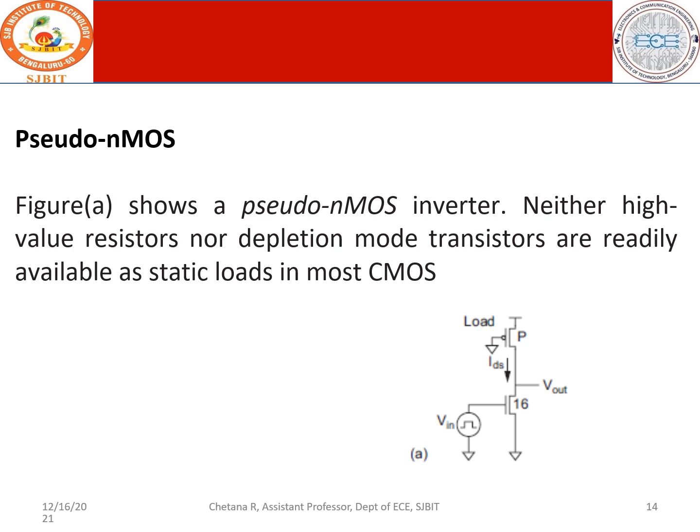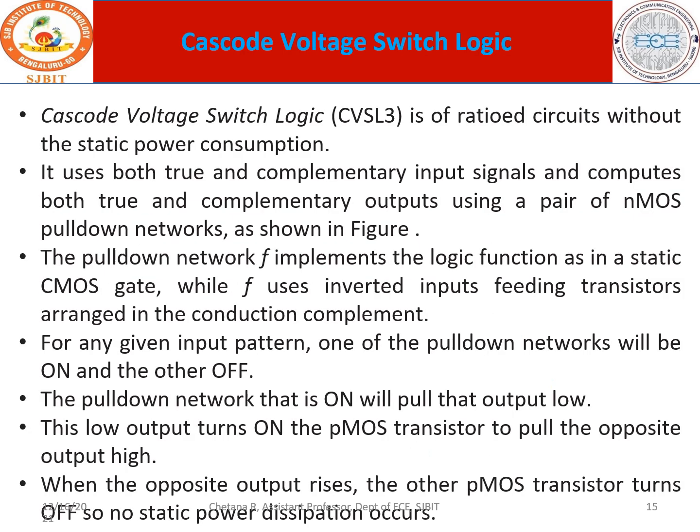Neither high value resistors nor depletion mode transistors are readily available as static loads in most CMOS. So this is the skeletal structure of a pseudo NMOS inverter. So you have the PMOS and the gate of it is grounded.